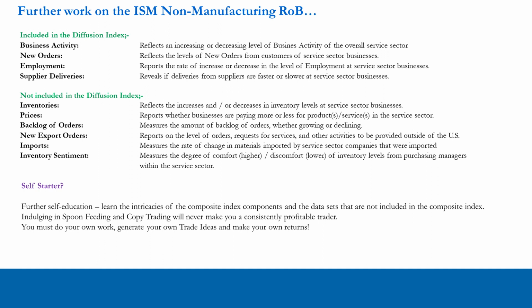In your own time, go away and look at the areas that are not included in the diffusion index. Do a bit of work around those and concentrate mainly on backlog of orders. You've, again, guys, got to have a self-starter mentality here. Learn the intricacies of the composite index components and the data sets that aren't included in the composite index.